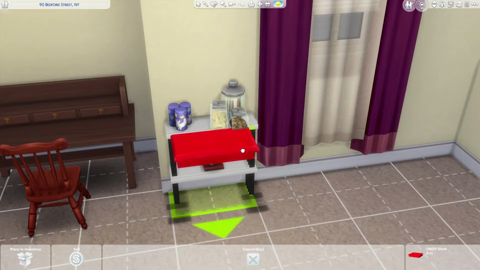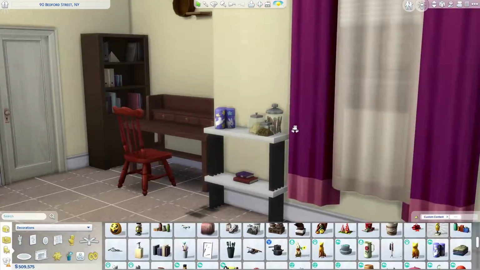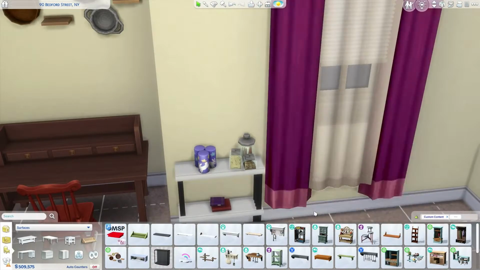For example, maybe I over-cluttered that little shelf there. I'm not sure.